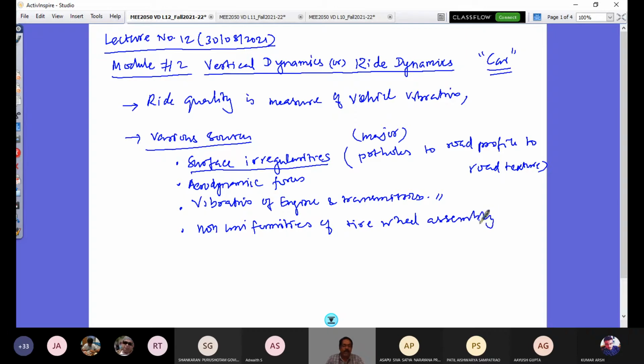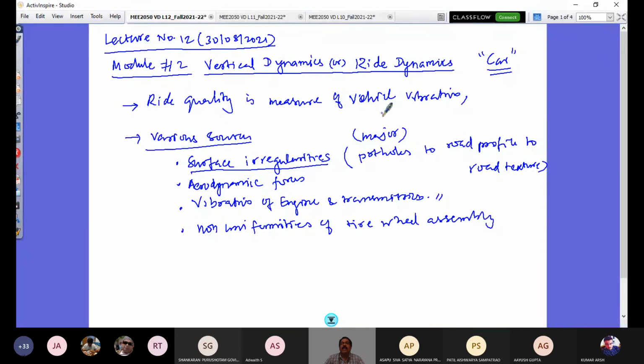So non-uniformity of the tire wheel assembly is another important source. These are all various sources that are responsible for the excitation into the vehicle that sets the vehicle into vibration. And that vibrational study is what we call the ride dynamics study.